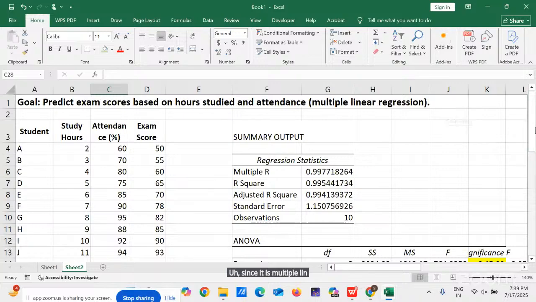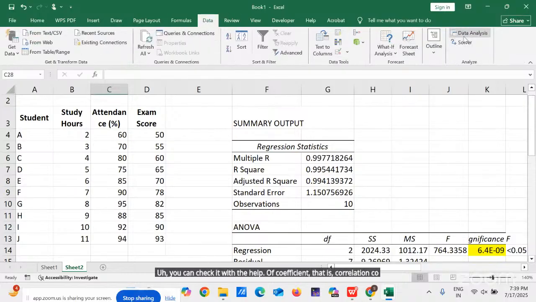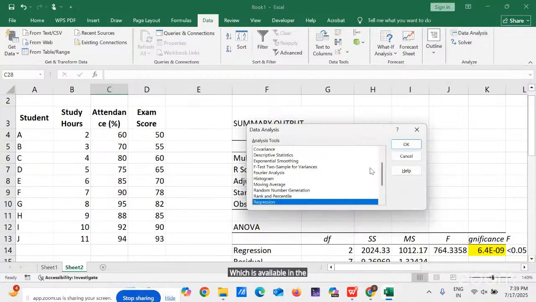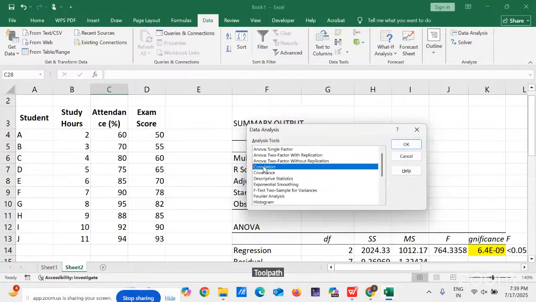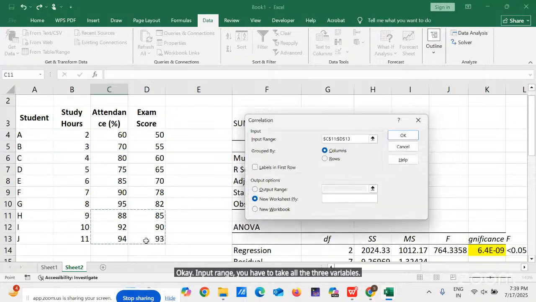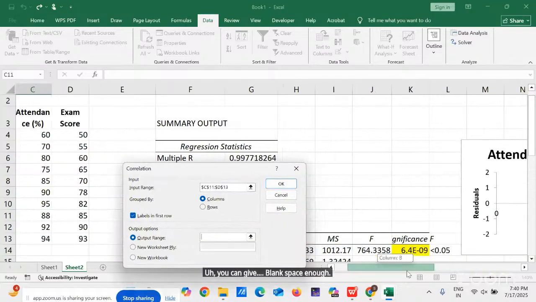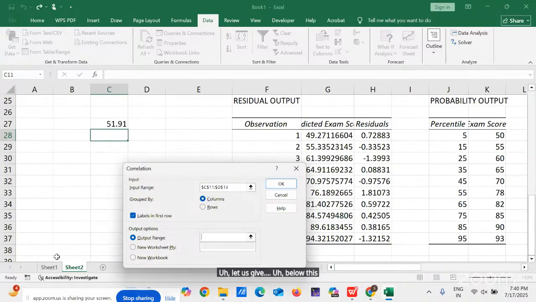Since it is multiple linear regression, you have to go for one more assumption, that is multi-collinearity. You can check it with the help of the correlation coefficient, which is available in the data analysis tool pack. Correlation. Okay. Input range: you have to take all the three variables, independent as well as dependent. Label in first row. Of course, group by column by default. Output range: you can give a blank space. Let us give below this output only. And okay.